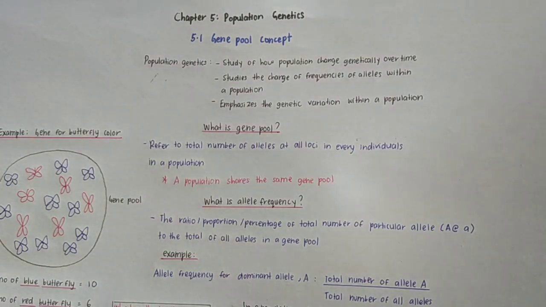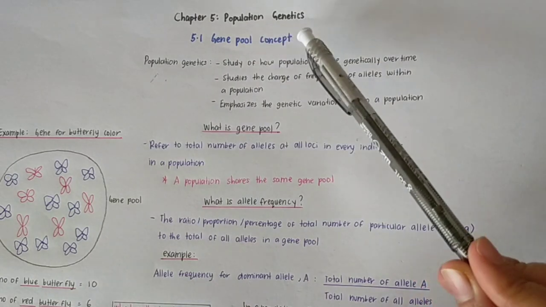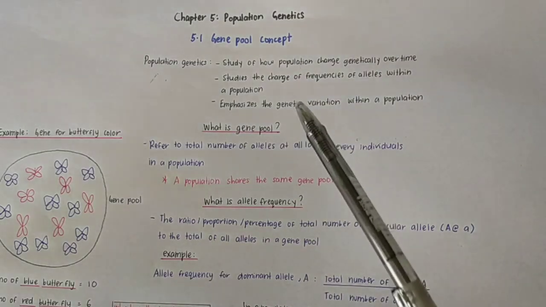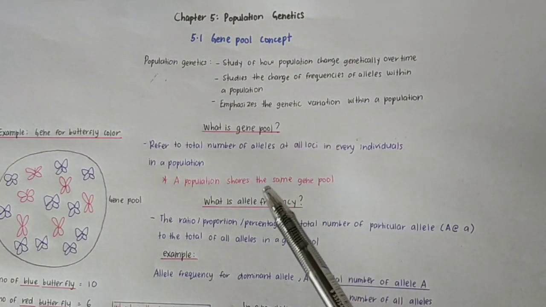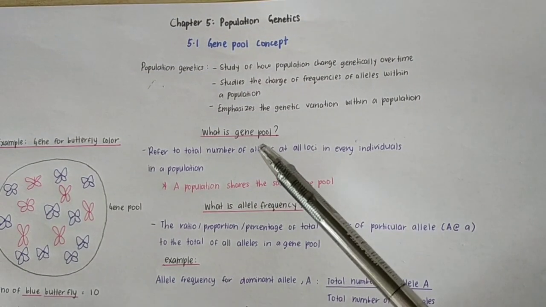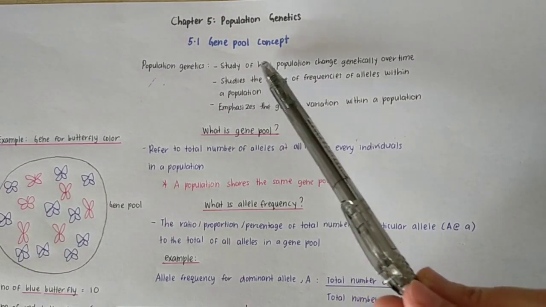Okay, so now in this video, we are going to discuss chapter 5. Chapter 5 is all about population genetics. In this chapter, there are two subtopics. Subtopic 5.1 is the gene pool concept, and subtopic 5.2 is about Hardy-Weinberg law. In this video, firstly, we are going to discuss the gene pool concept.